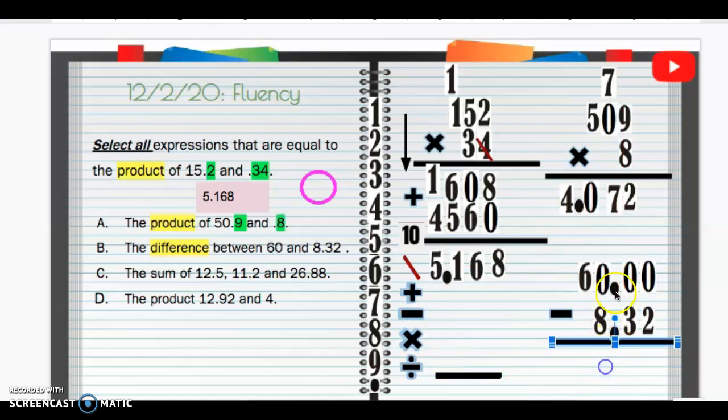Okay, before I subtract, I gotta drop my decimal down. Drop it like it's hot, drop it like it's hot. So I'm dropping it down. 0 minus 2, I know I can't do that. So I gotta borrow from my neighbor.